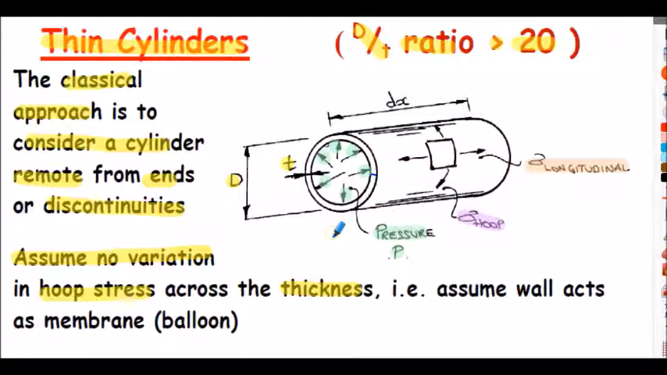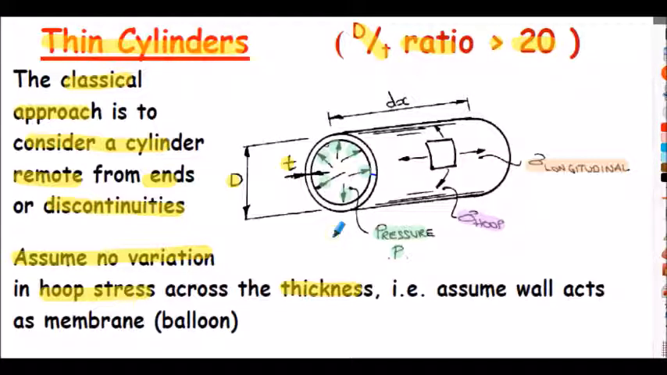So as long as we've got a section that's well away from the discontinuity, and the ratio of D/T is greater than 20, then we can assume the thin cylinder theory applies. And the reason why we want to use thin cylinder theory, as opposed to the thick cylinder theory we'll look at in a few weeks, is it's just much easier to apply. It's just very simple.